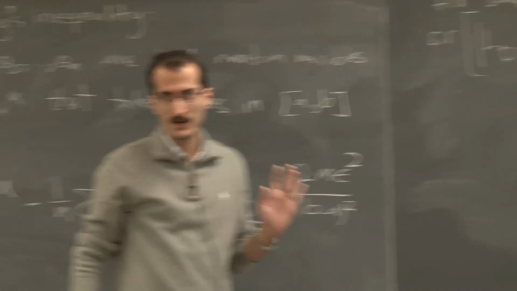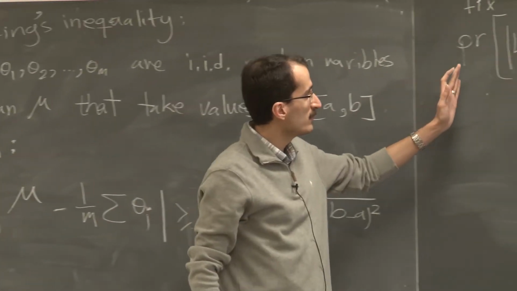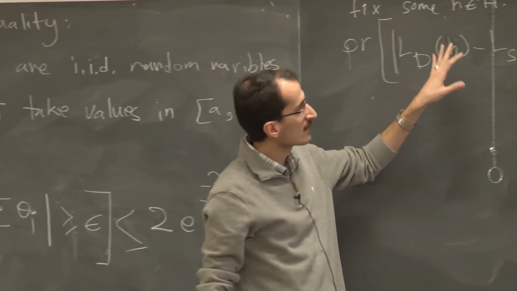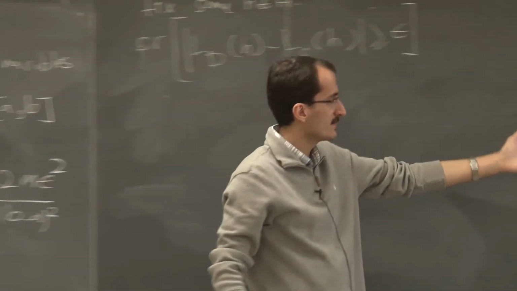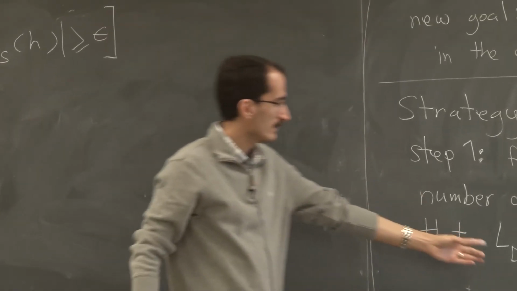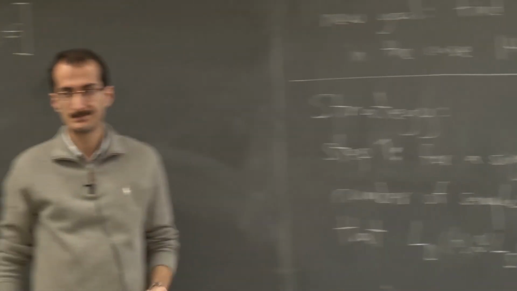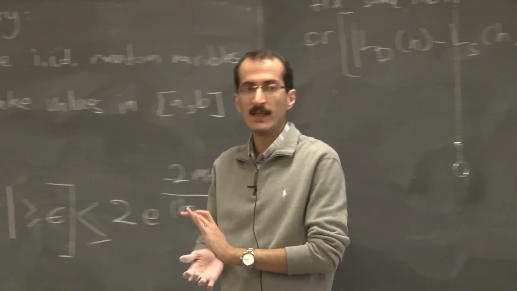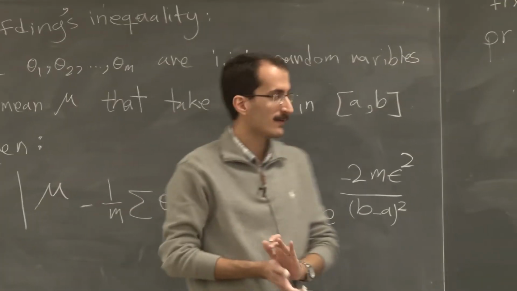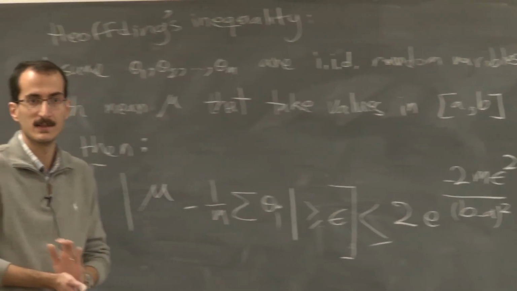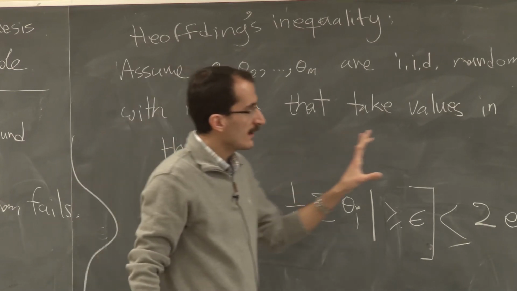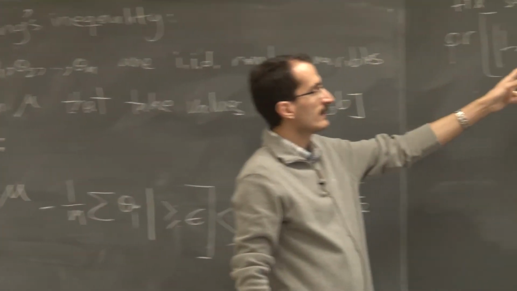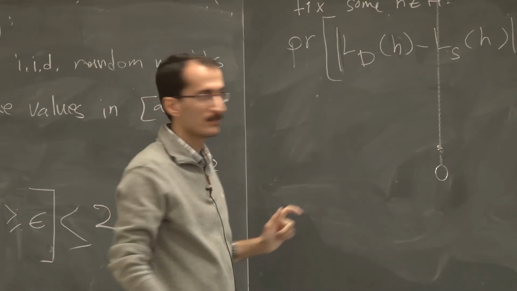So for a single hypothesis, I want to say that its true error is close to its empirical error. That's what I wanted here because of this. And now I can use this inequality here. It's about the average of things, so I can rewrite this as an average.